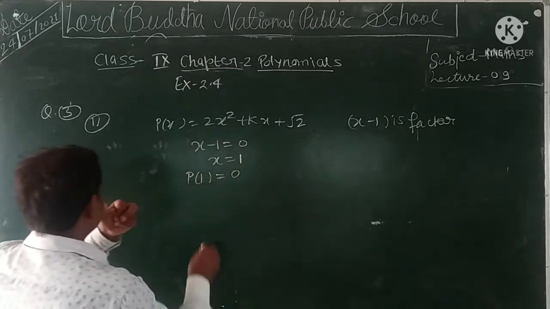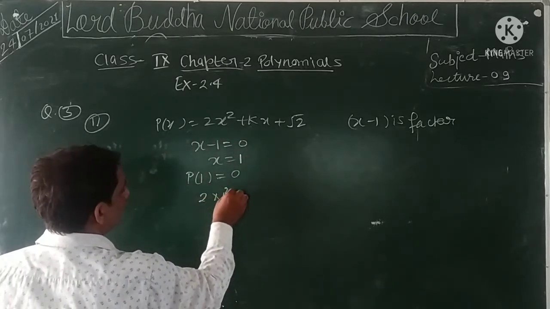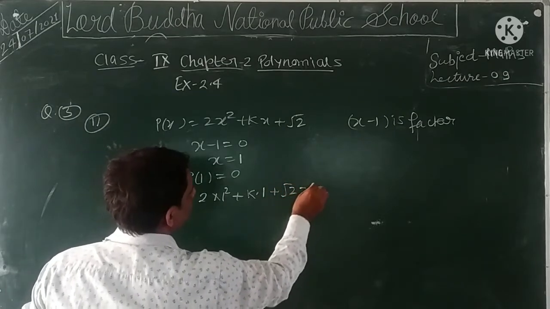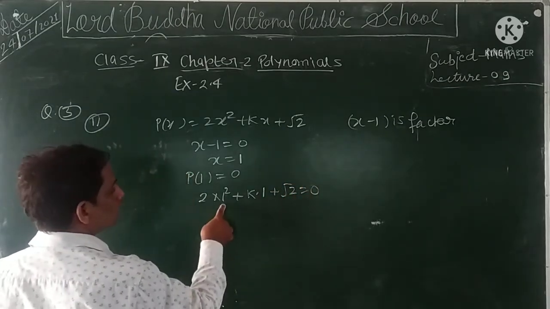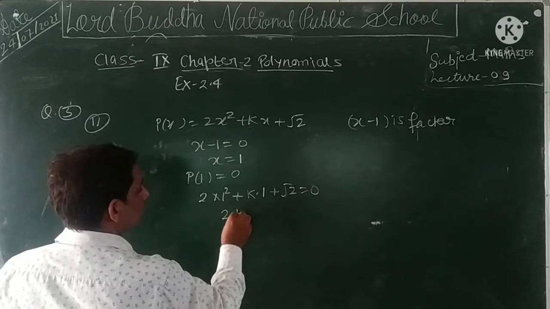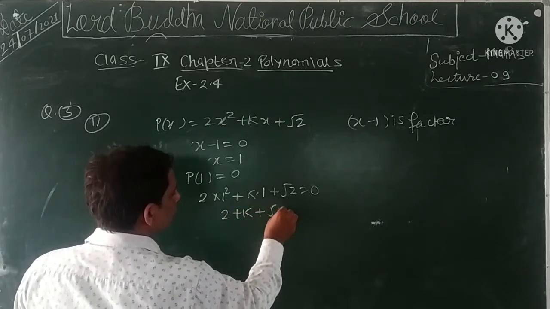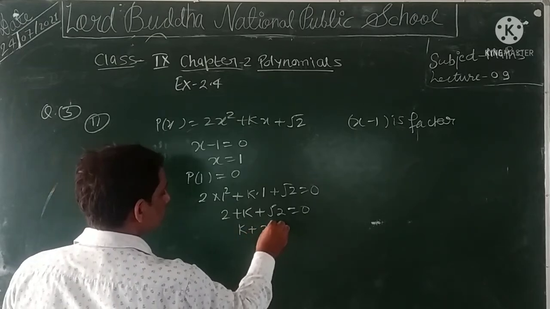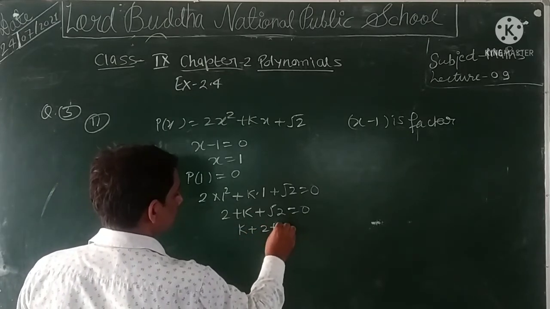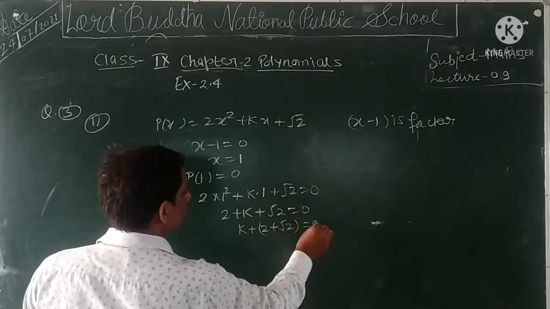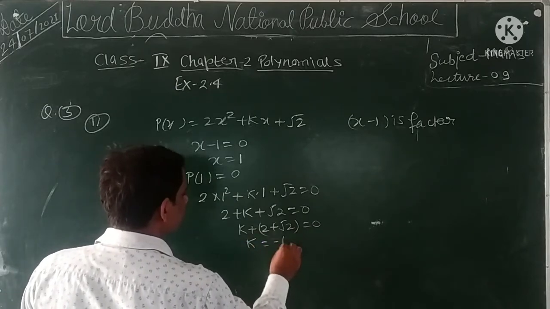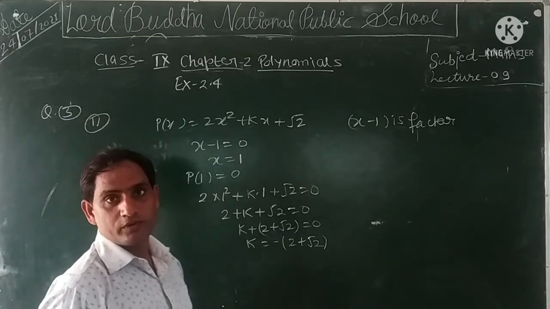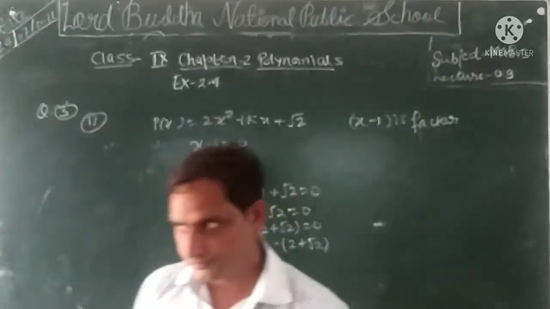Now we put here 2 into 1 square plus k into 1 plus root 2 equals 0. 1 square is 1, 2 into 1 is 2. So 2 plus k plus root 2 equals 0, or k plus 2 plus root 2 equals 0, or k equals minus 2 minus root 2. This is the value of k.